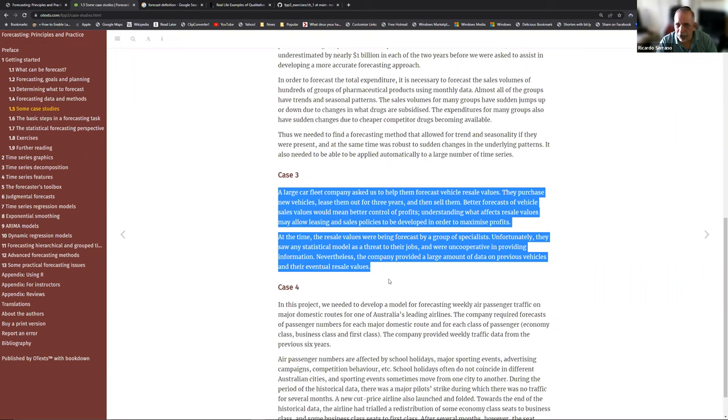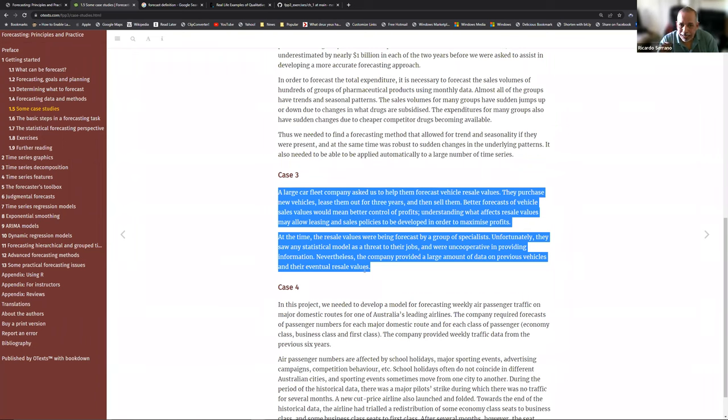A better forecast of vehicle sales value would mean better control of profits. And understanding what affects resale values may allow leasing and sales policy to be developed in order to maximize profit. So what they want to do is get a grip on that resale value from the time that they purchase the vehicle. They want to know the resale value so they can make a better judgment on how much profit they're going to be making, apart from the rentals, okay?